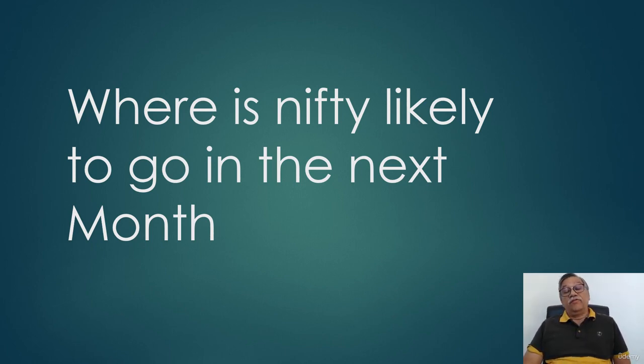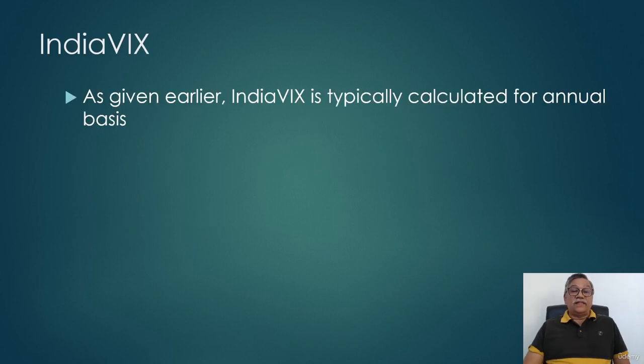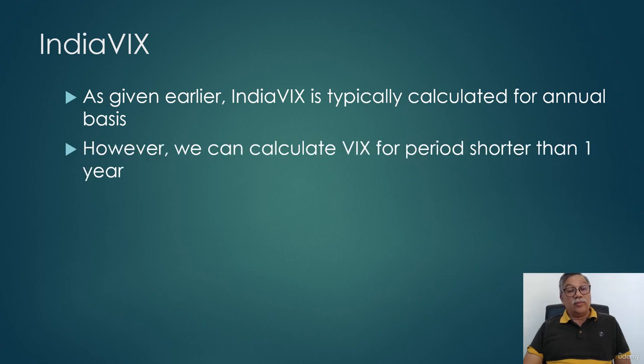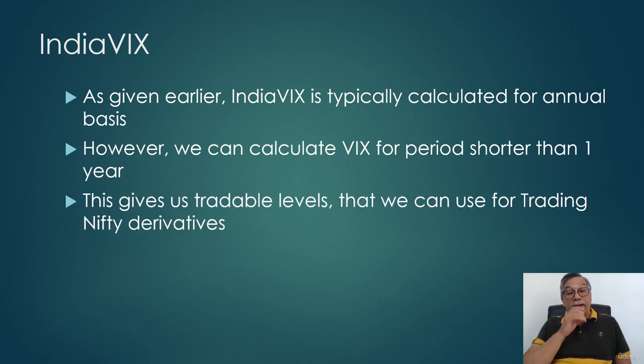In the last video, we have seen about IndiaVIX, and in this video, we are going to see how to calculate the monthly limits for Nifty using IndiaVIX, of course. Now, we have already seen that IndiaVIX is typically calculated on annual basis, but we can calculate it even for periods shorter than 1 year. How do we calculate that?